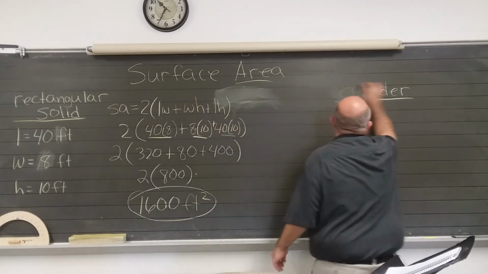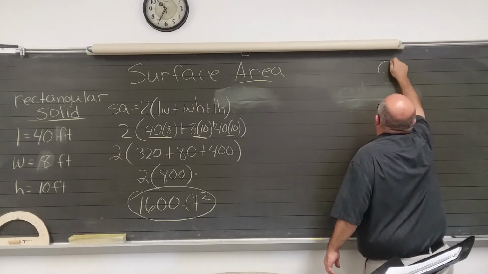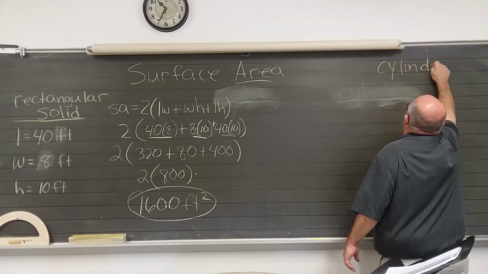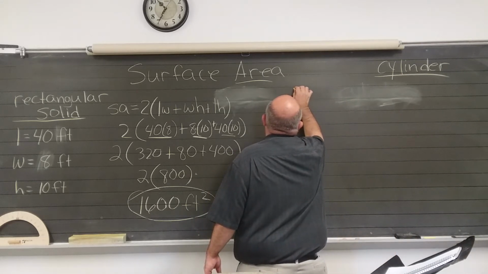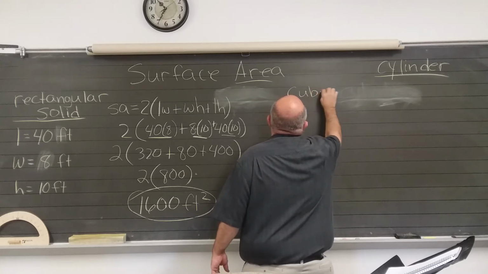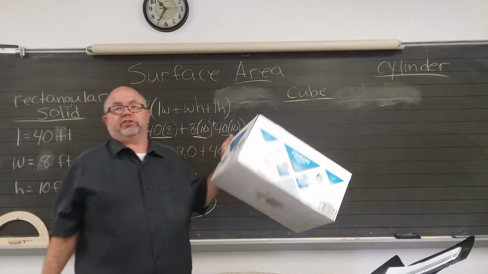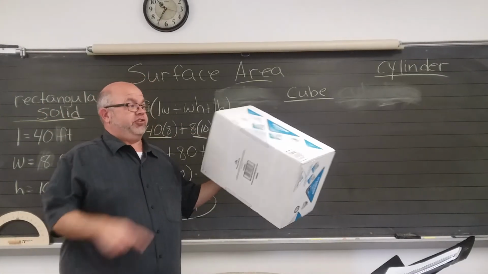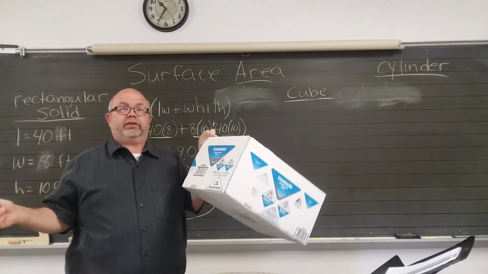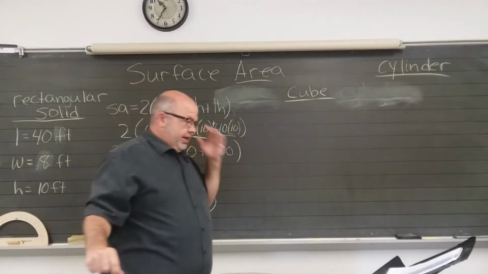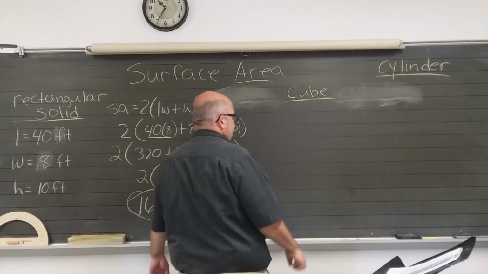Let's just move cylinder over a little bit. Move it up. And then let's stick a cube in here. Cube isn't too complicated. Now a cube is one of these that is perfectly square. Every edge, the length, the width, and the height are all the same thing. So you're talking about edges. So let's find the surface area of a cube with edges of 11 inches.